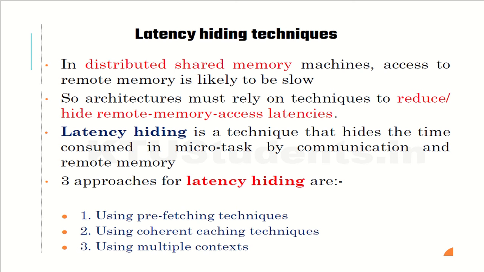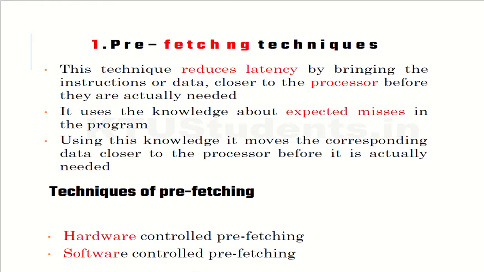Then the third one is the method that you can adopt when it is not possible to reduce the latency at all. So what can be done? Instead of reducing the latency, you can just allocate the processor to execute some other process which is ready with its data and everything. Such processors are called multiple context processors, which means you are going to interleave the contexts, interleave the executions, so that you can efficiently utilize the processor.